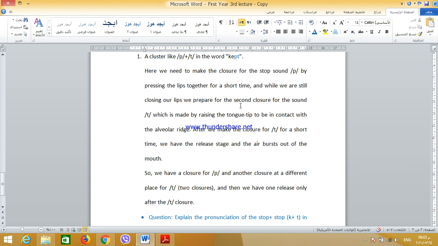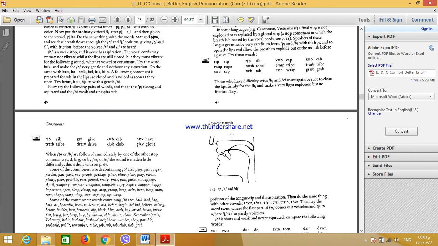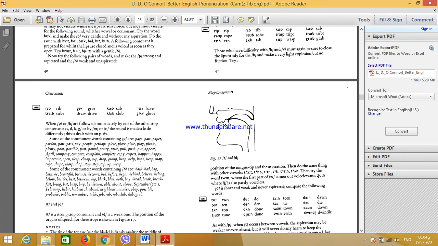While we are still closing our lips, we prepare for the second closure for the sound t. The sound t is made by raising the tongue tip to be in contact with the alveolar ridge, as in this figure, figure 17 in your book. Okay? So you can look at the tip of the tongue, which is in contact with the alveolar ridge.